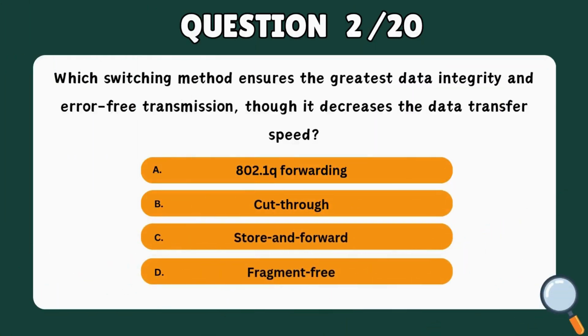Question 2. Which switching method ensures the greatest data integrity and error-free transmission, though it decreases the data transfer speed? A. 802.1Q forwarding. B. Cut-through. C. Store and forward. D. Fragment-free.